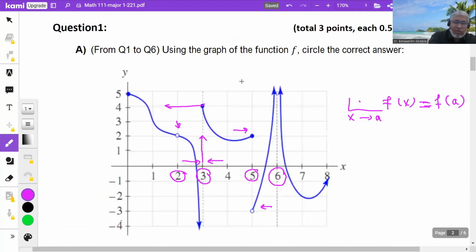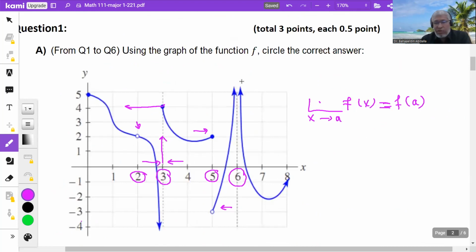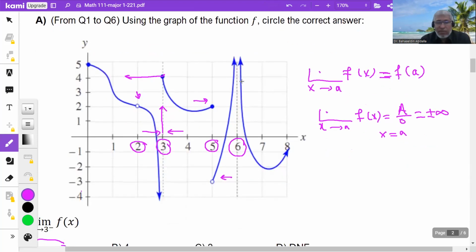What is the definition of the vertical asymptotes? Well, the definition: if you find the limit of the function when x approaches a, and you find that the answer is a number over 0, in this case, the result would be plus or minus infinity. So if the limit is plus or minus infinity, or when you have it algebraically defined and you have a number over 0, this means x equals a is a vertical asymptote. Look here for this line, x equals 3.